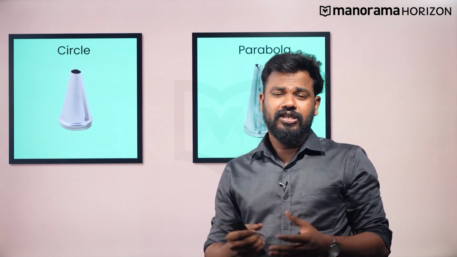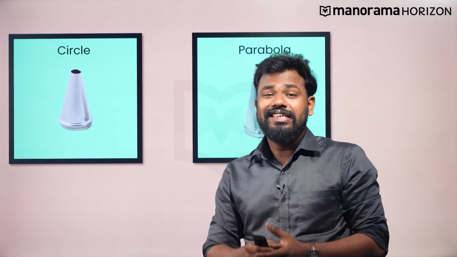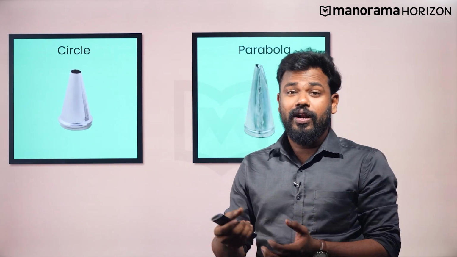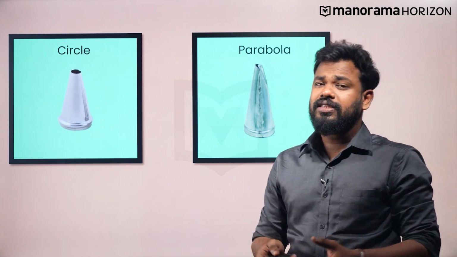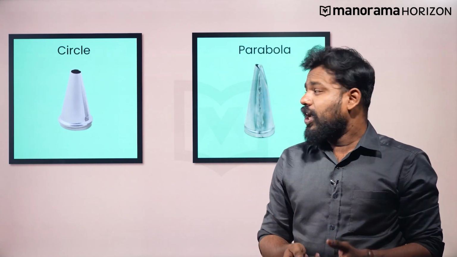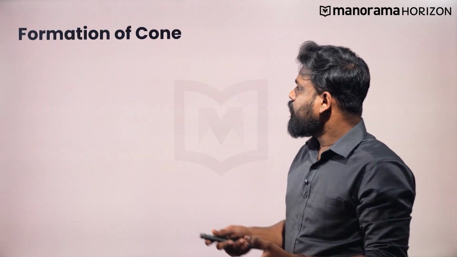And in this session, we will be looking at how these sections are got. That is, it can be a circle or a parabola or an ellipse or a hyperbola. So let's start with the basics of a cone, or what are the different characteristics inside a cone itself. So how to form a cone?